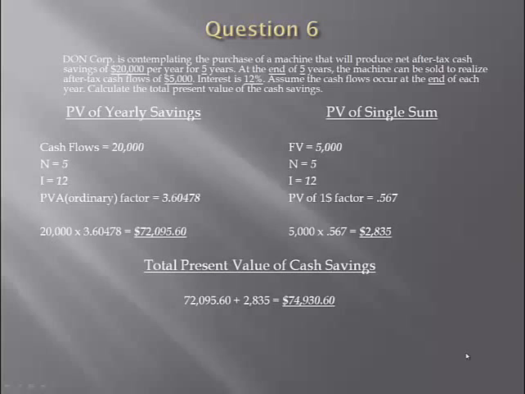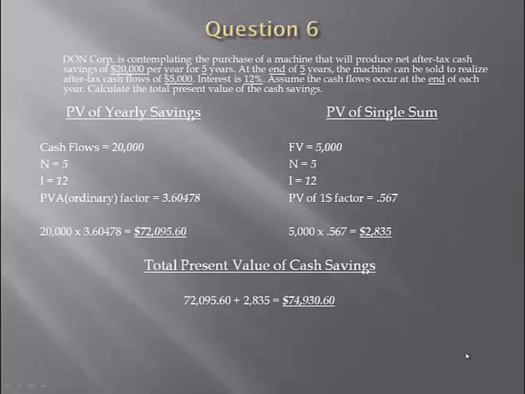Since we're assuming that the cash flows occur at the end of each year, this is an ordinary annuity, so you use the present value of an ordinary annuity table to get your factor, and you plug in 12 and 5 and get 3.60478. Then you multiply that by 20,000 to get the present value of your yearly savings, which is $72,095.60.